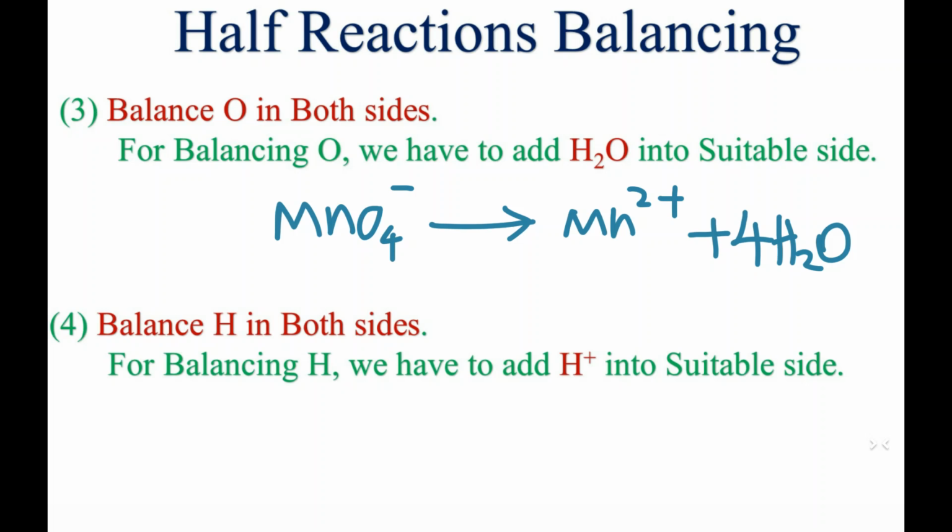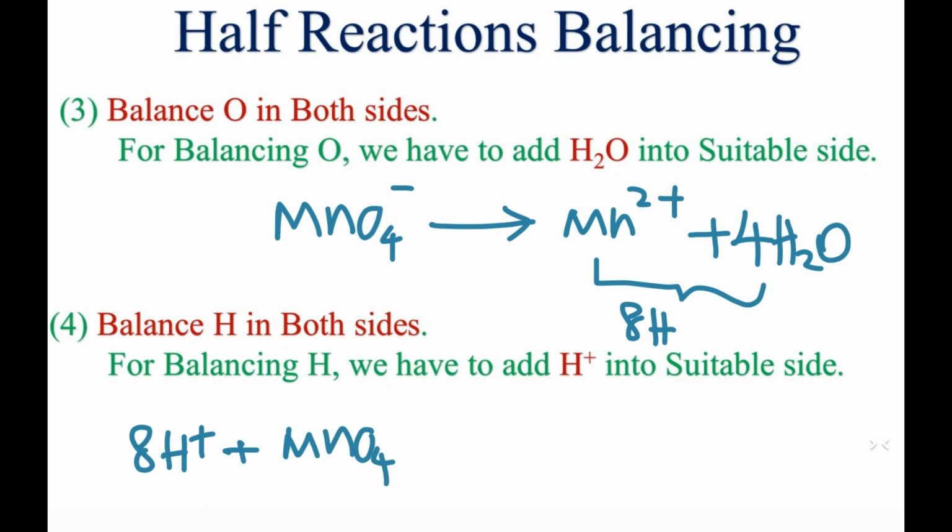Then we need to go to our fourth rule. Fourth rule is balance hydrogen on both sides. For balancing hydrogen we have to add H plus to the suitable side. On the right side you can see 8 hydrogen, but on the left side there is no hydrogen, so we have to add 8 H plus to the left side. Then this is the reaction after balancing hydrogen and oxygen.